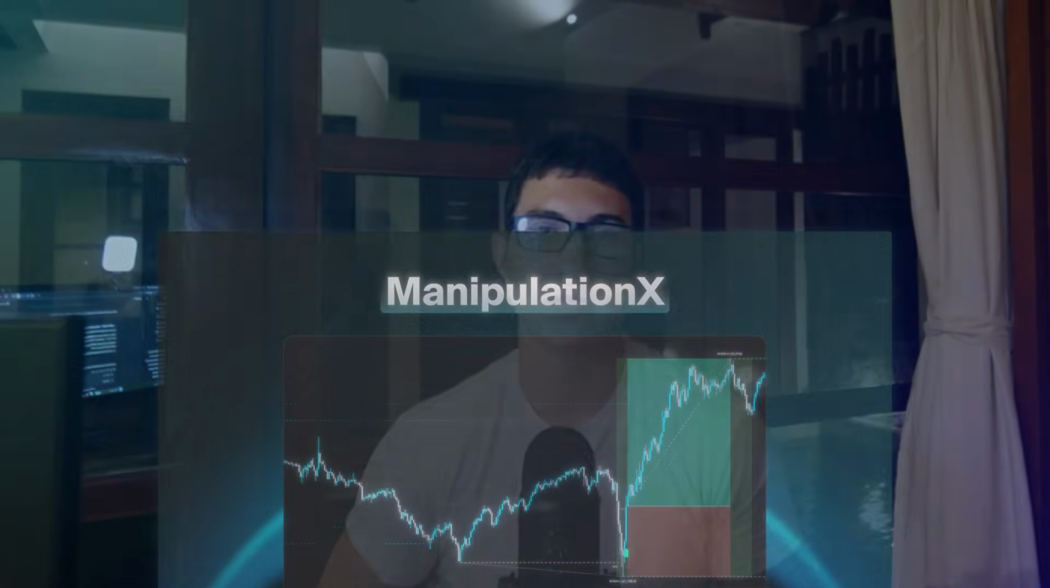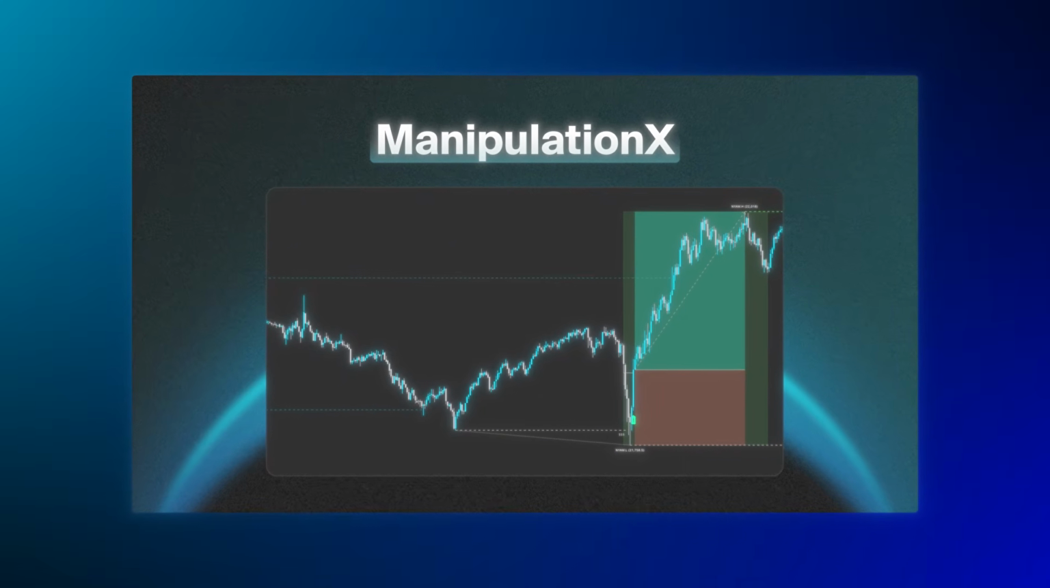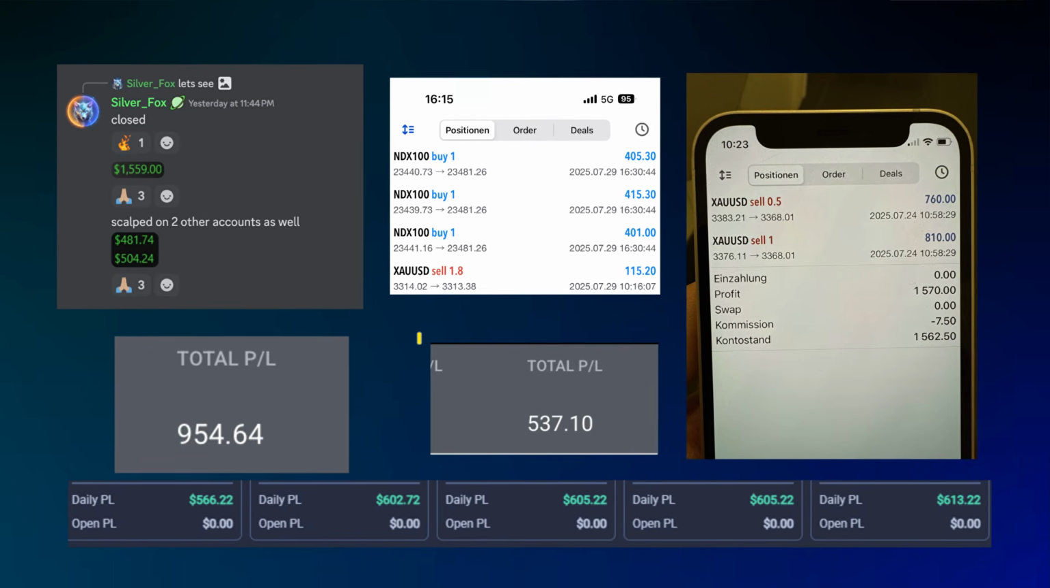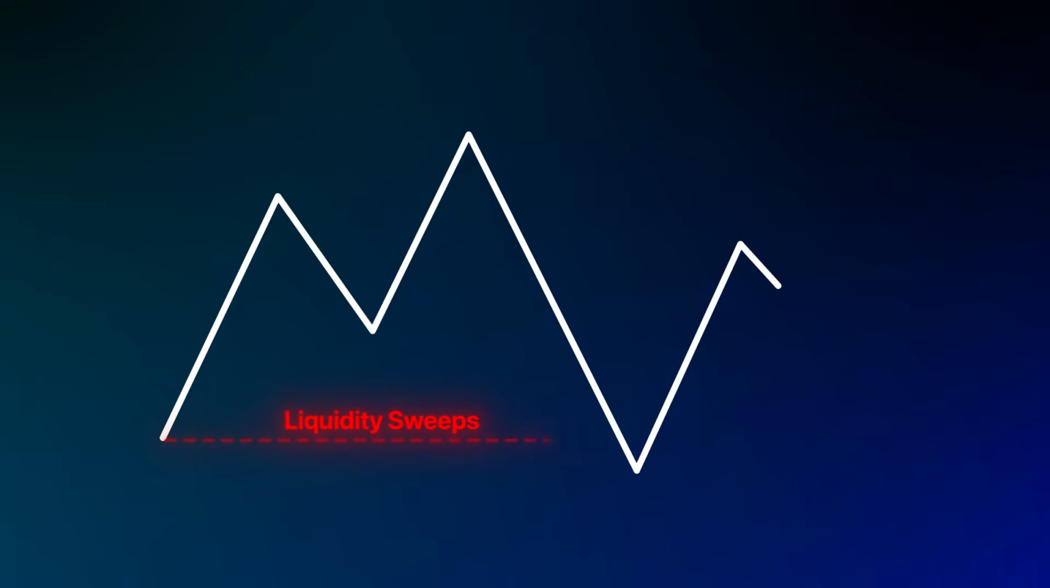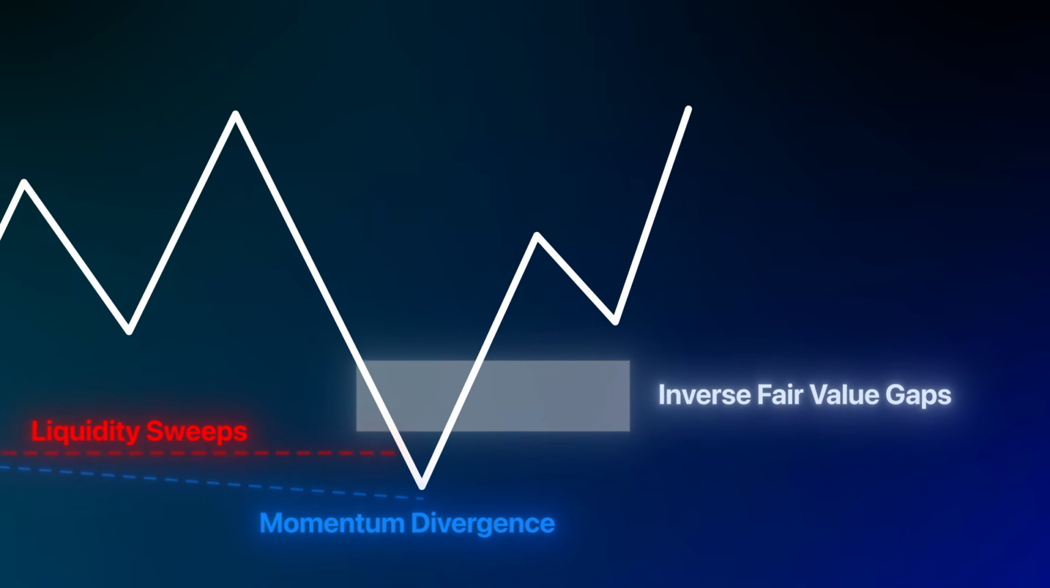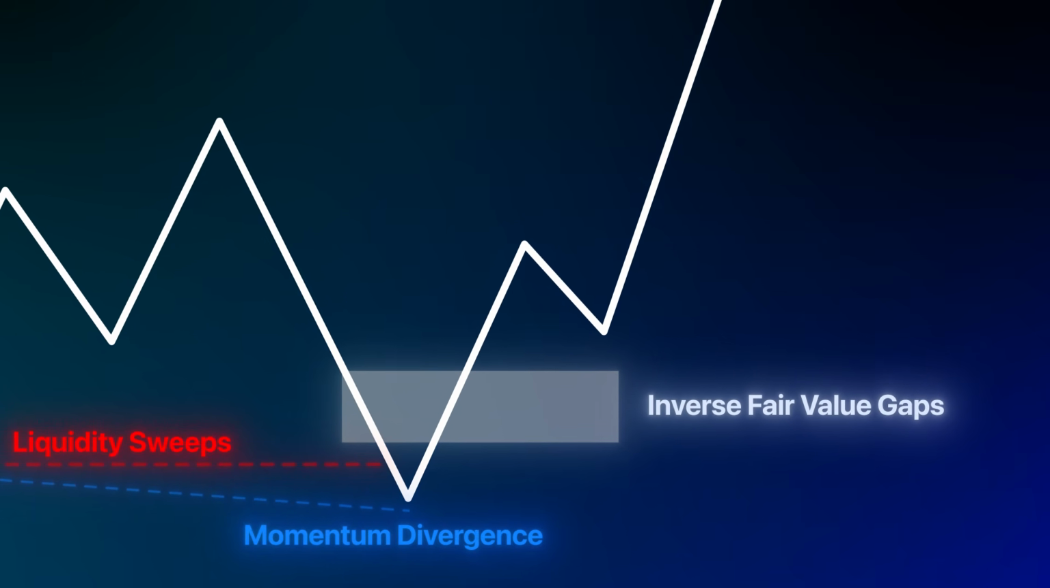Today, I'm breaking down the ManipulationX indicator that's getting brand new users results like this on a daily basis, trading NASDAQ on the 1 minute time frame. This indicator combines three major pieces of confluence all into one signal. The first being liquidity sweeps, the second being momentum, and the third being inverse fair value gaps as that final entry confirmation. Last year, we released our IFVG Hunter indicator.